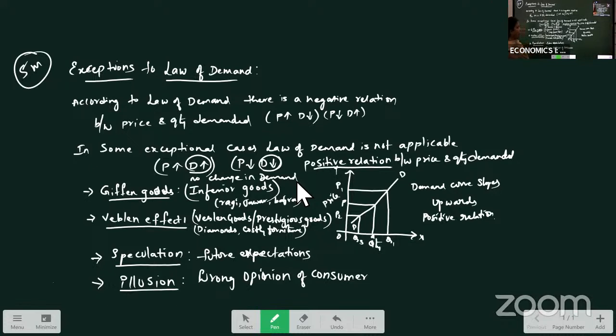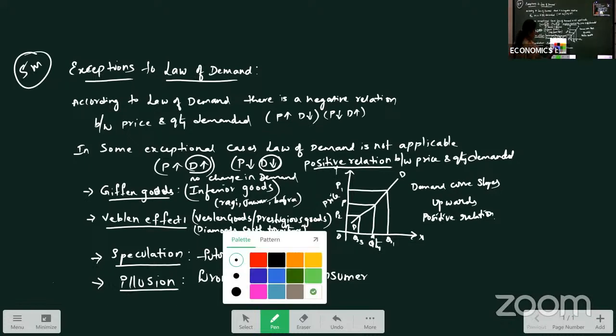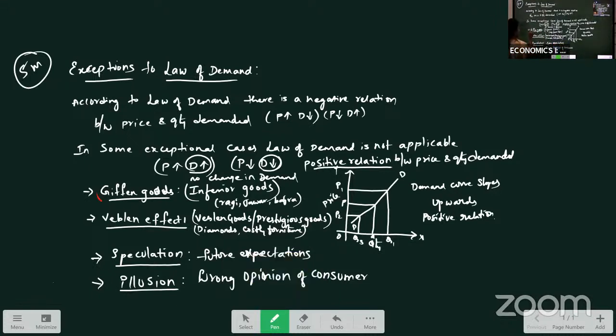So just see in what cases it is not applicable. In case of Giffen goods, law of demand is not applicable. In case of Veblen effect, law of demand is not applicable. In case of speculation, law of demand is not applicable. And for illusion also. What are the exceptions to law of demand? Giffen goods, Veblen effect, speculation, and illusion. You remember the side headings and give the meaning.